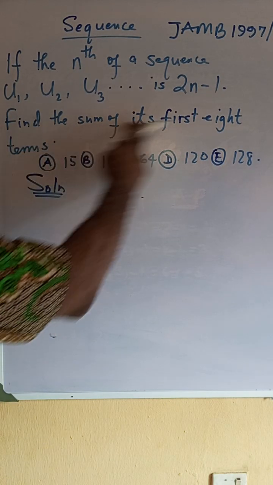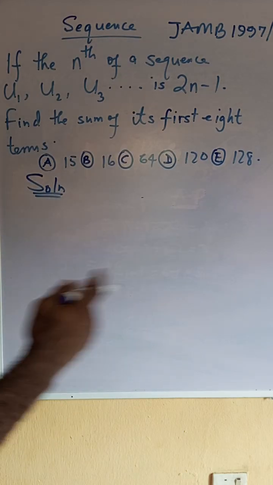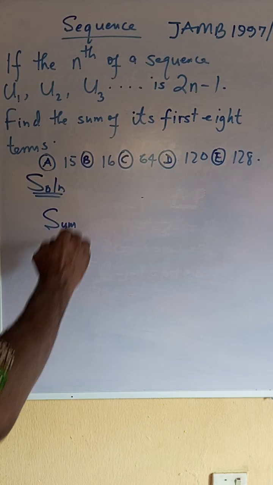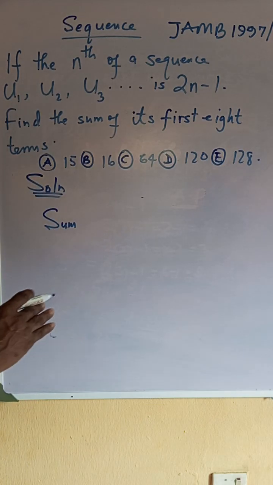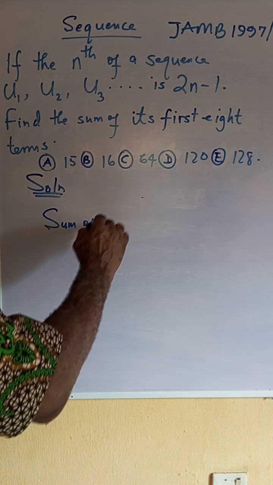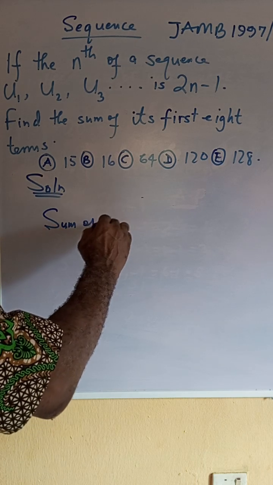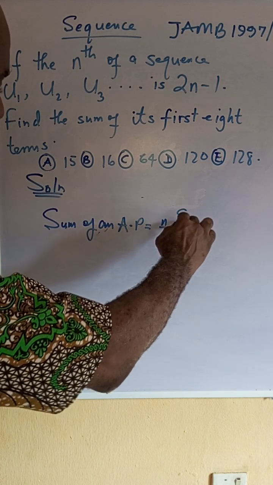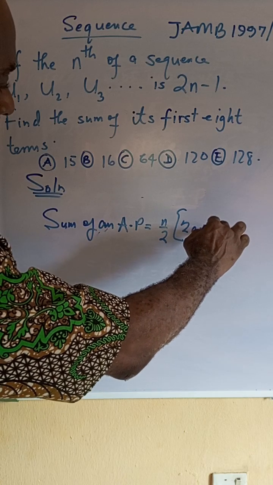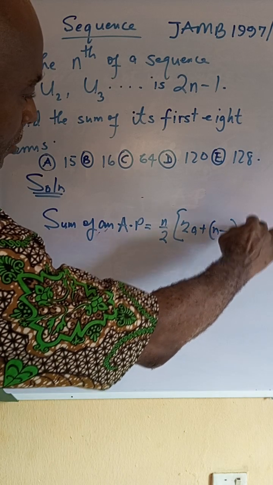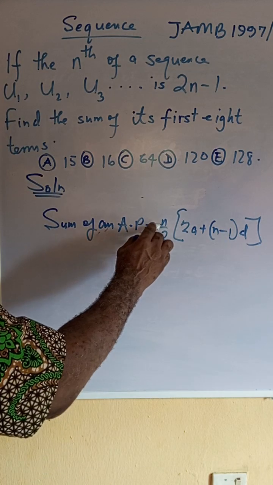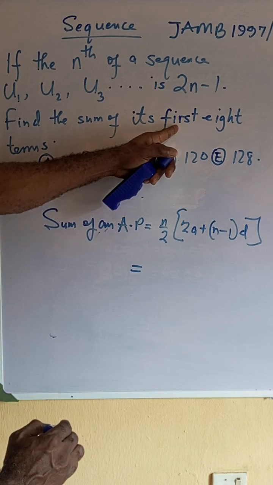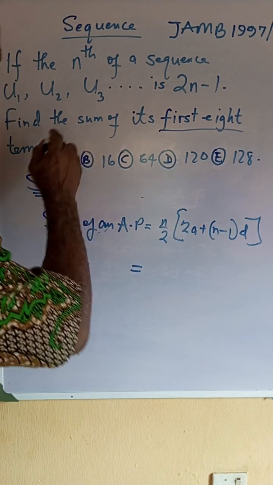Now, it says find the sum of its first 8 terms. There's a relationship for determining the sum of an arithmetic progression. The sum of an AP is given as n over 2 bracket 2a plus n minus 1 times the common difference. n is the number of terms, so we continue. Remember, we're asked to determine the sum of the first 8 terms.